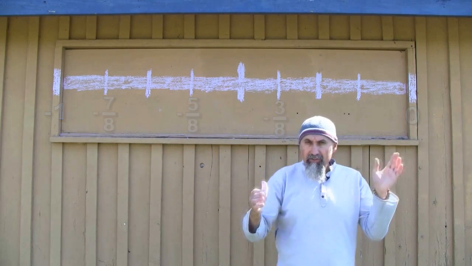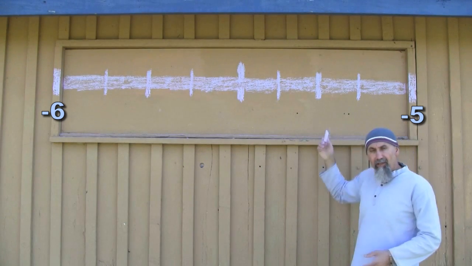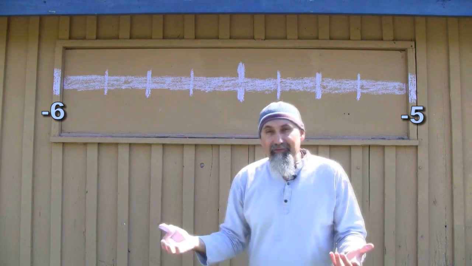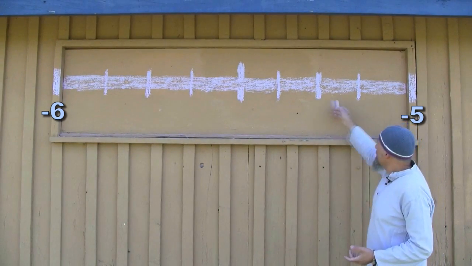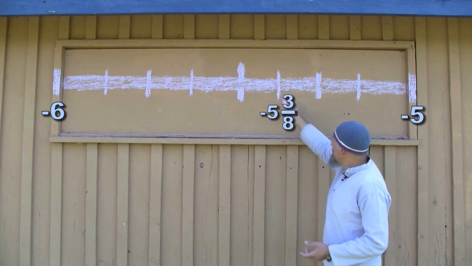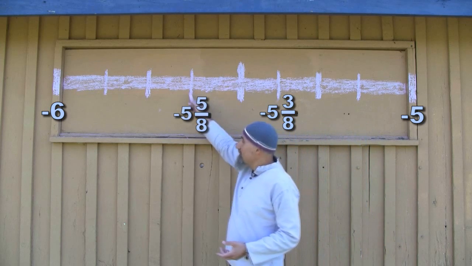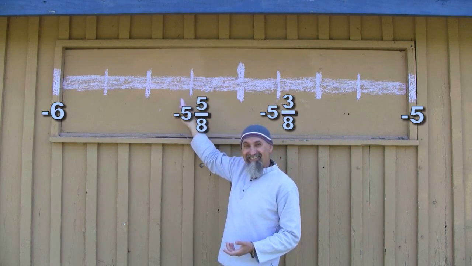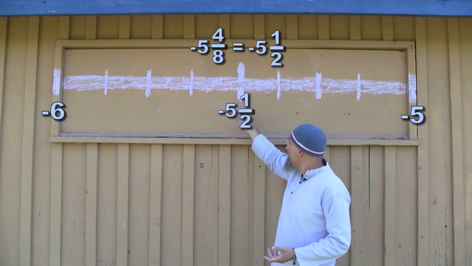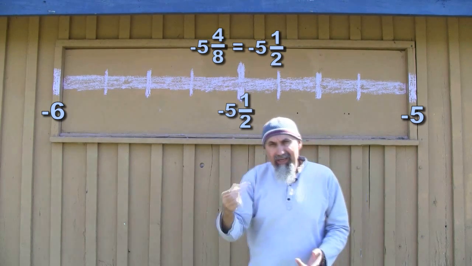If you were going beyond 0 and negative 1, right? If you were going from negative 5 to negative 6, you do the same thing. This side would be your negative 5. That would be your negative 6. And if you wanted negative 5 3/8, you would go negative 5, 1, 2, 3. That's three parts of an eight-piece line, right? So this would be negative 5 3/8. Negative 5 5/8, right? Negative 5 1/2, because this would be negative 4. Negative 5 4/8. 4/8 is a half. So if you can reduce it, you do reduce it, right?